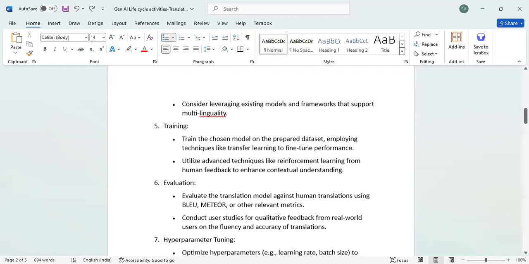Okay. Training: train the chosen model on the prepared dataset, employing techniques like transfer learning to fine tune performance. Obviously, that is part of that. Utilize advanced techniques like reinforcement learning from human feedback to enhance contextual understanding. It means there can be feedbacks, so how you are going to convert them into feedback. We have seen some three categories of feedback for one of the retail data analyses: neutral, positive, negative, like that.